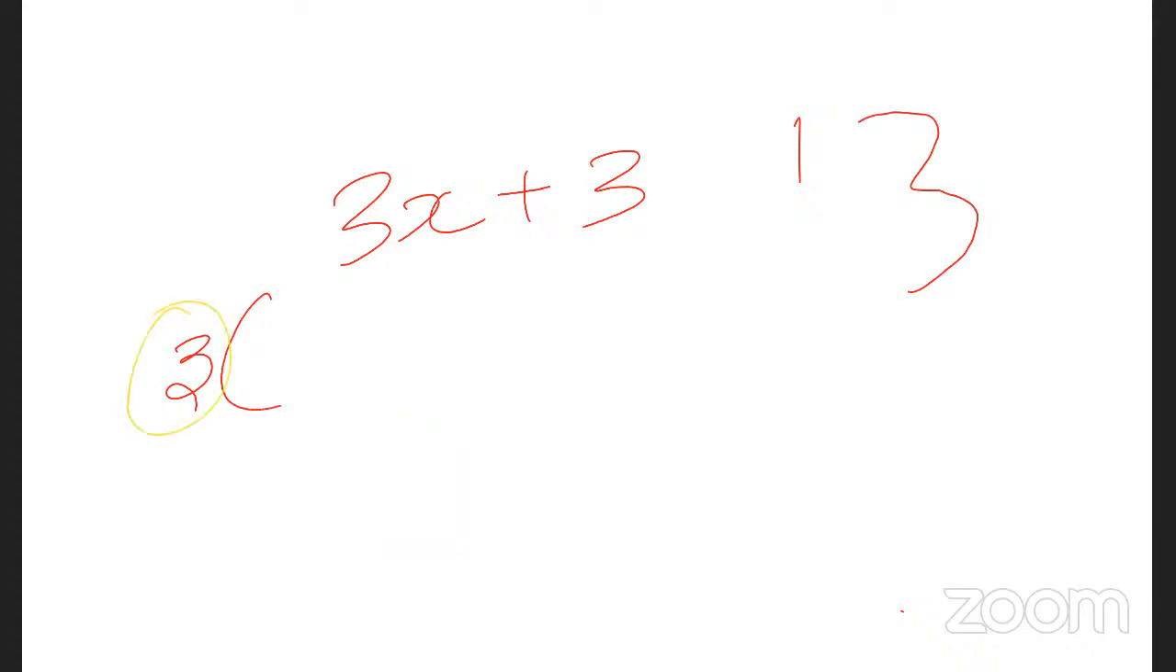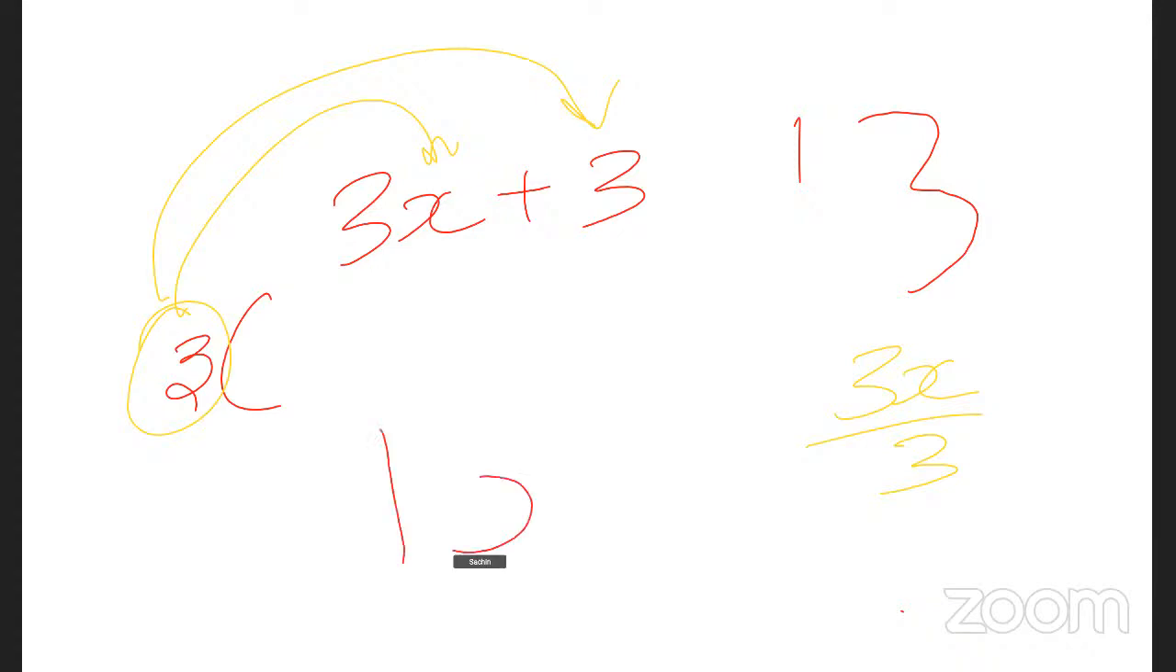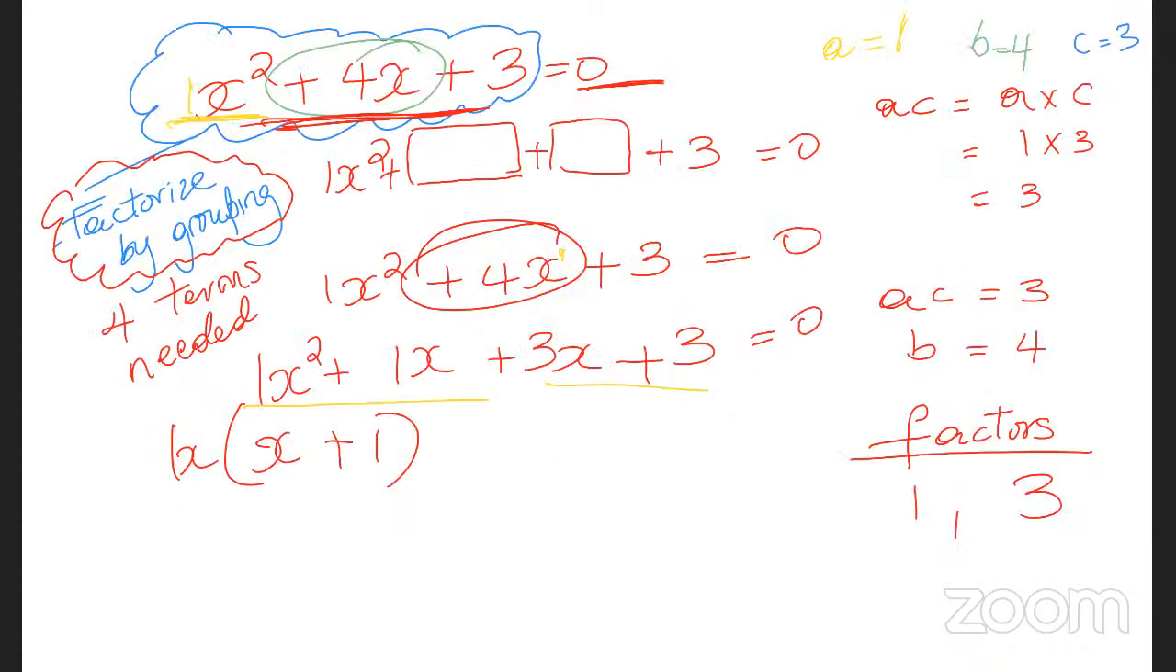So you're going to take this 3 and divide into each of those. What is 3x divided by 3? Good. So 1x. All right. And then what is 3 divided by 3? Good. All right. So now we know that 3x plus 3, when we factorize that, we get 3, open bracket, x plus 1 equals 0.